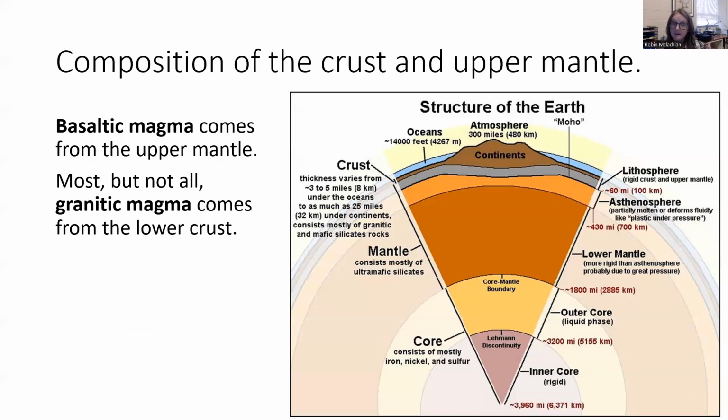Now, wherever that thin film is determines what composition it's probably going to have. Basaltic magma tends to come from the upper mantle, and most but not all of granitic magma comes from the lower crust. So the deeper you are within Earth, the more likely the magma is going to be mafic, the less silica you're going to find.